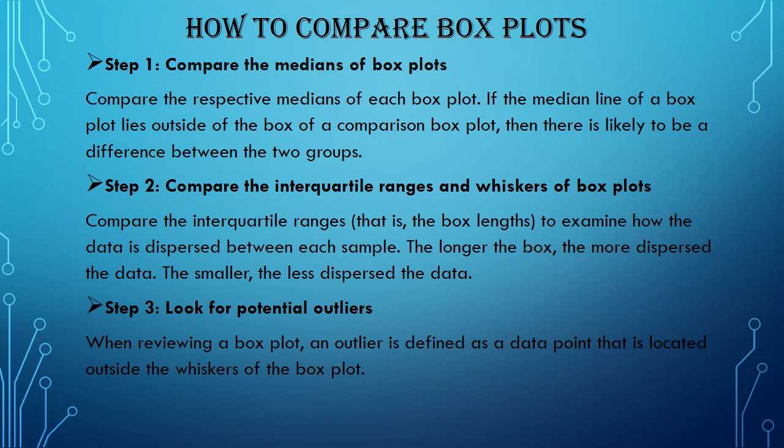Step 3. Look for potential outliers. When reviewing a box plot, an outlier is defined as a data point that is located outside the whiskers of the box plot.